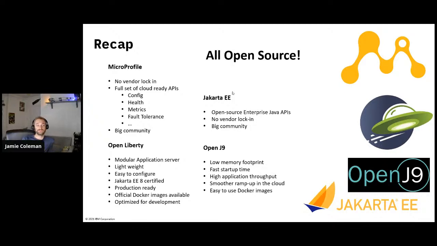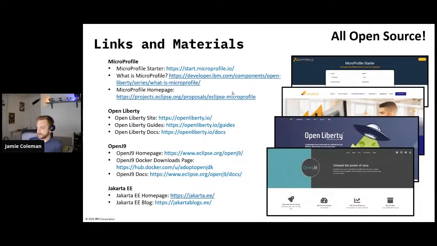OpenJ9 is the JVM I chose to use today. It's really designed for cloud native technology, so low memory footprint, fast startup time, and really high application throughput. It's got a smooth ramp up time to the cloud, and it's got loads and loads of different Docker images available. So there are some links and materials here.